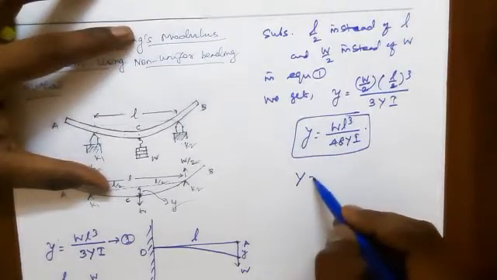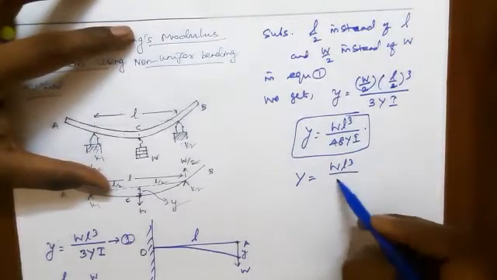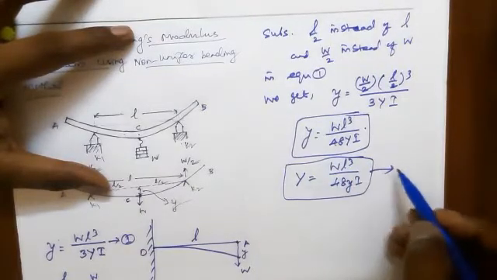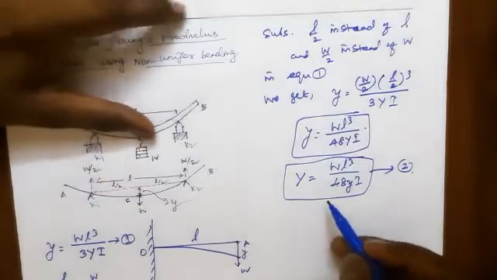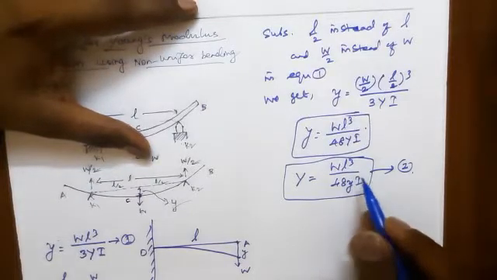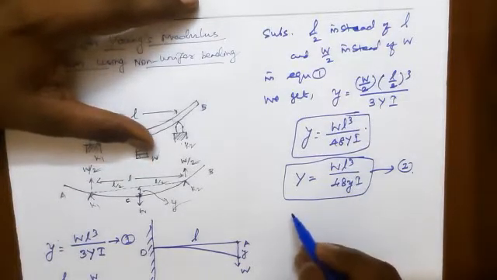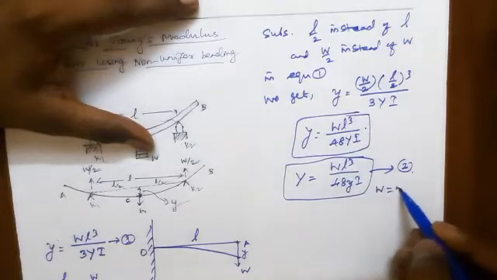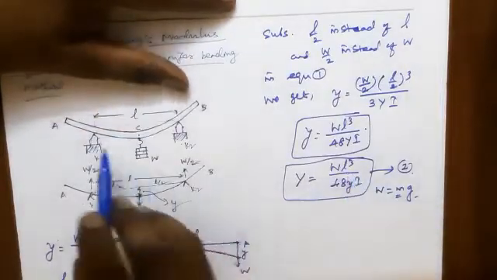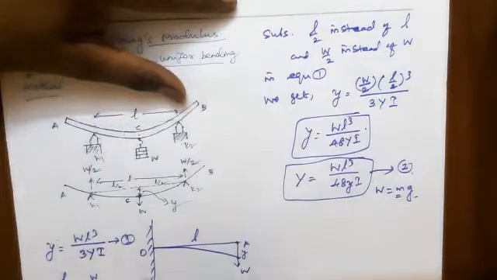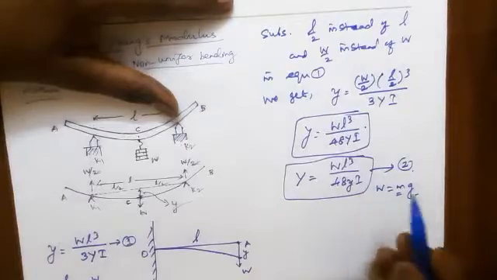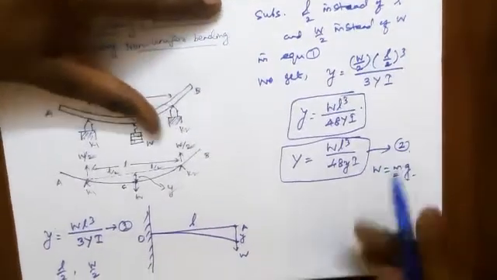Therefore, the Young's modulus capital Y equal to WL cube divided by 48 small y into capital I. This is the expression for Young's modulus of a beam using the non-uniform bending method. Here W is the applied load, W equal to mg, m is the applied mass, g is the acceleration due to gravity, L is the distance between the two knife edges, y is the depression produced, and capital I is the geometrical moment of inertia, which depends on the dimensions of the beam.